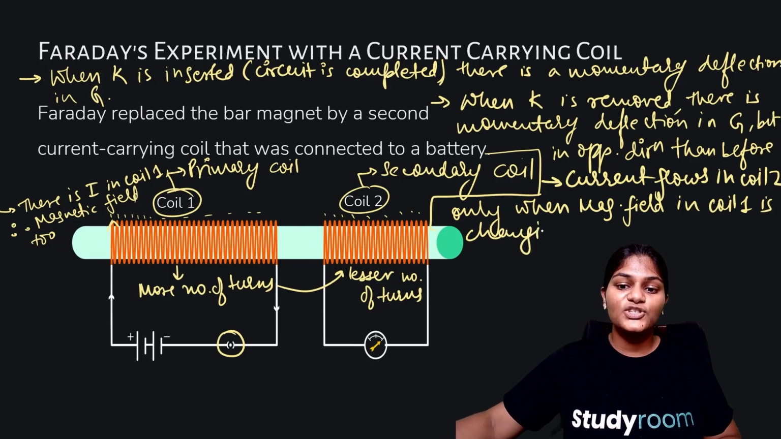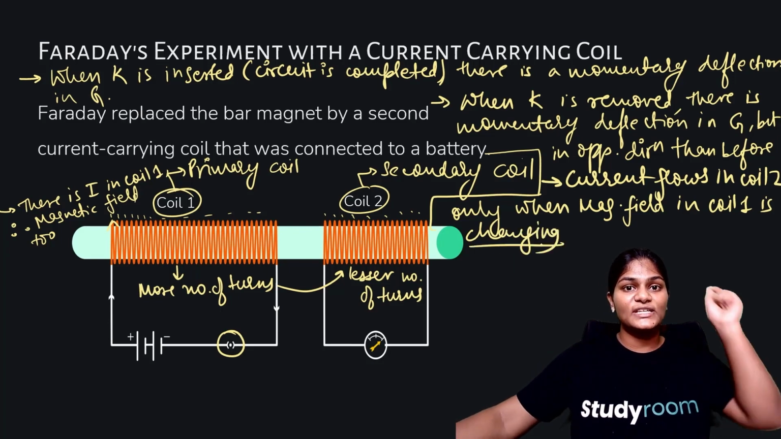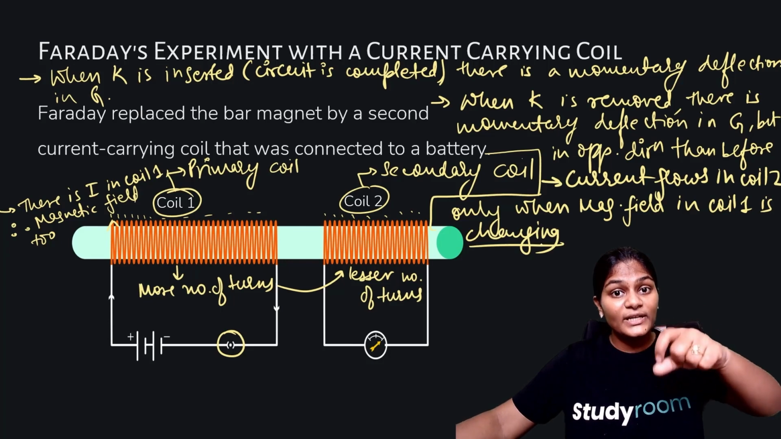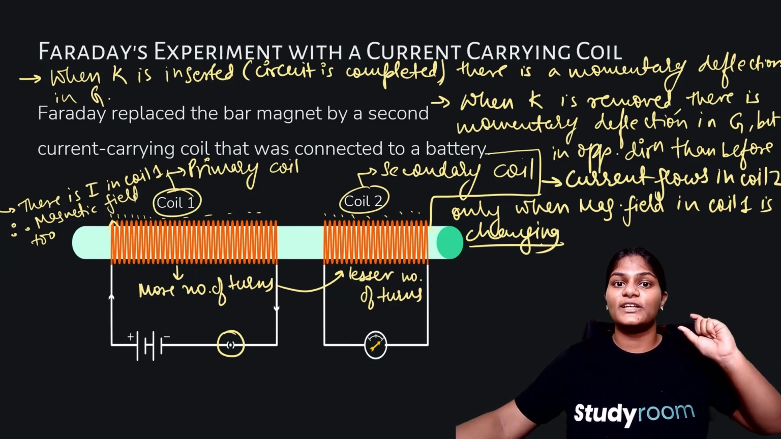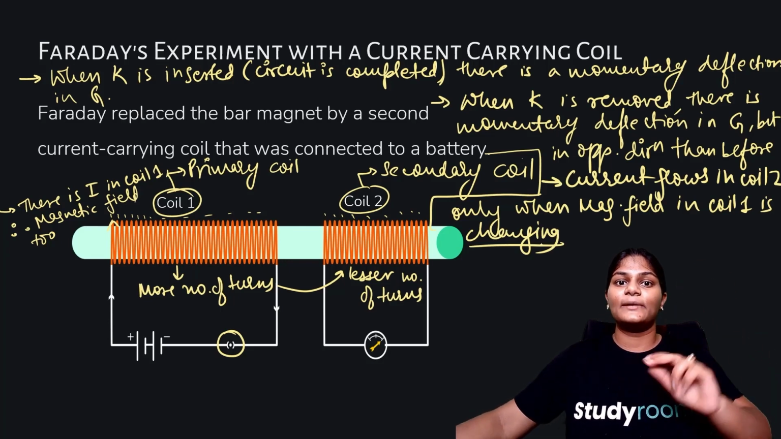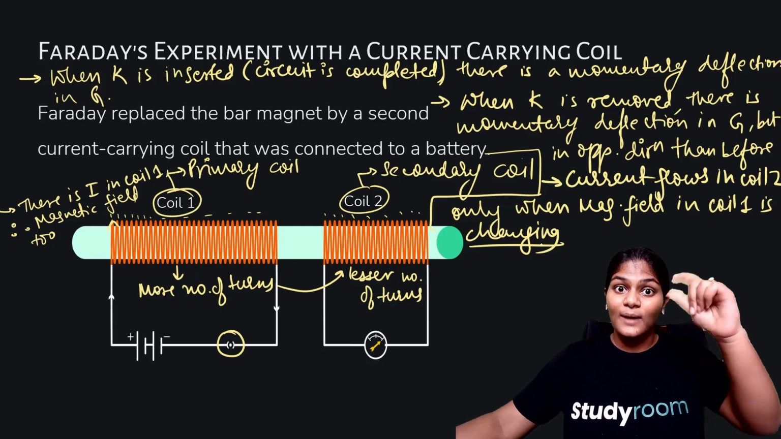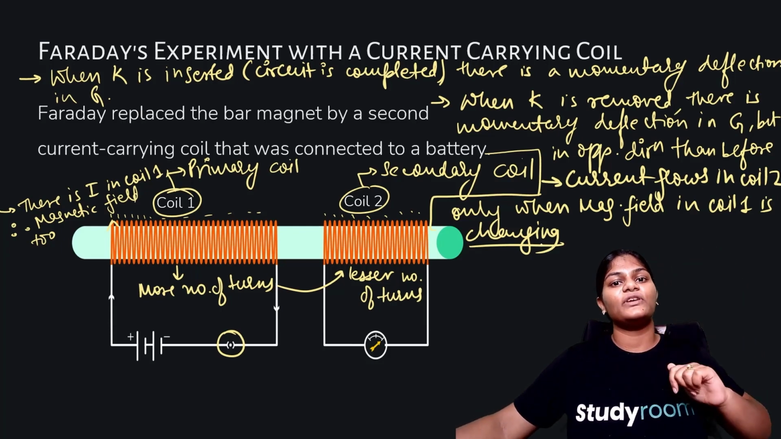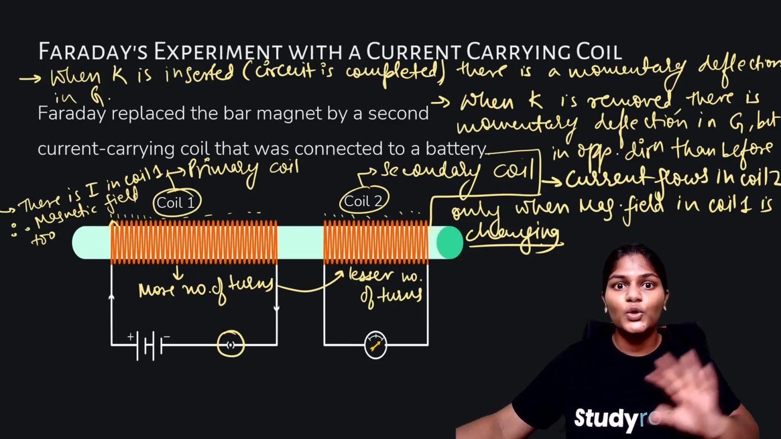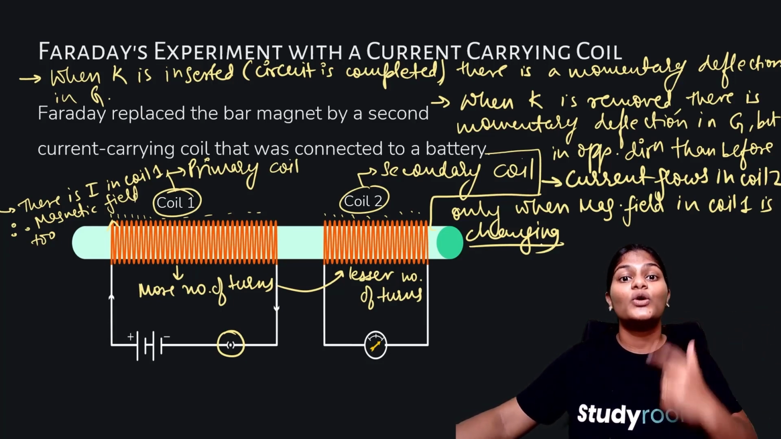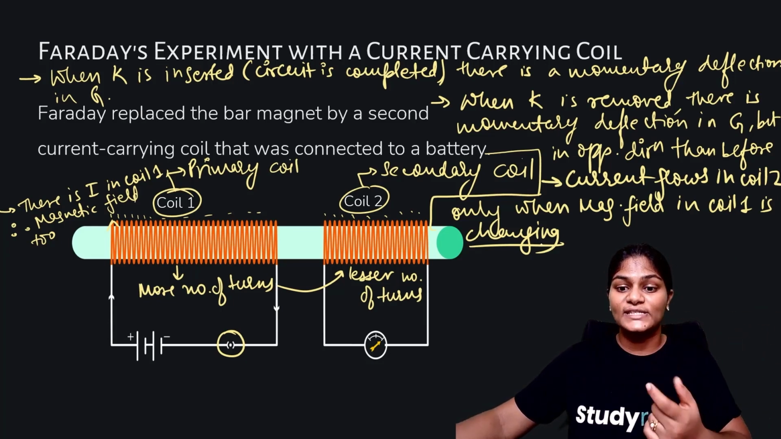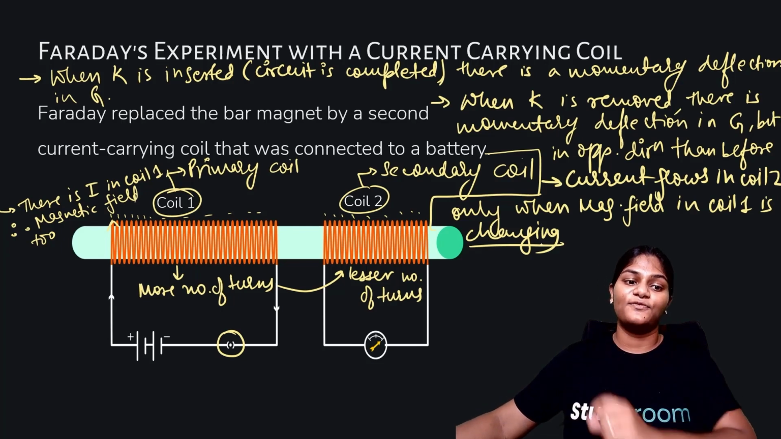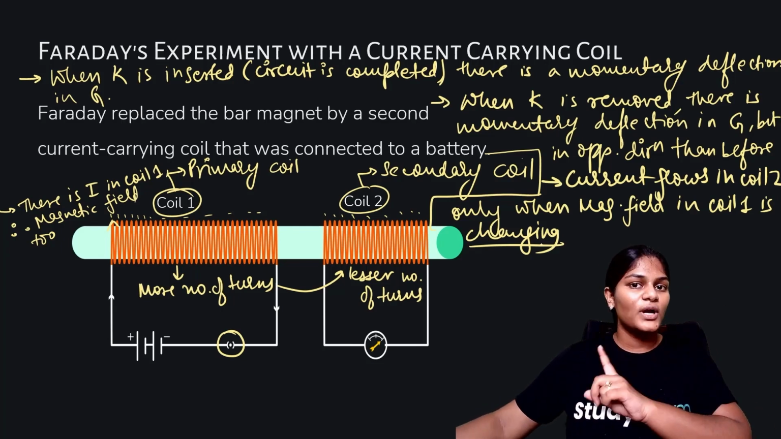Why have I written changing? Because only when the switch is placed and the circuit is completed, and only when the switch is removed and the circuit is opened, there are deflections. That means when the magnetic field just comes on and just when the magnetic field goes away, or is, so to say, turned off or disappears, only then a current is noticed. That means a changing magnetic field in coil 1 gives rise to a current in coil 2.